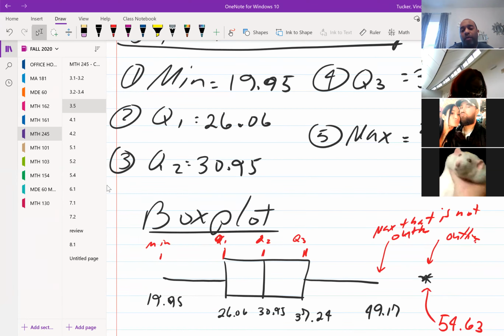And then remember how we were doing the outliers? They told us to extend our whiskers to the maximum and minimum value that is not an outlier. So that 49.17 was the next highest on the list. And we found out that 54.63 was an outlier. So we would just represent that as an asterisk.